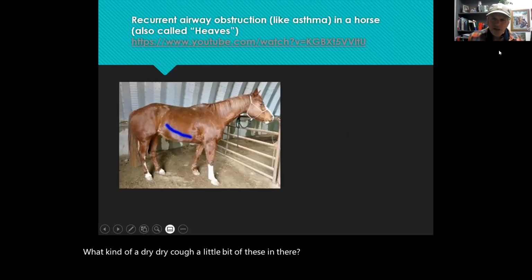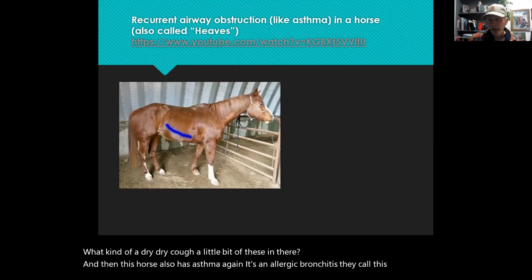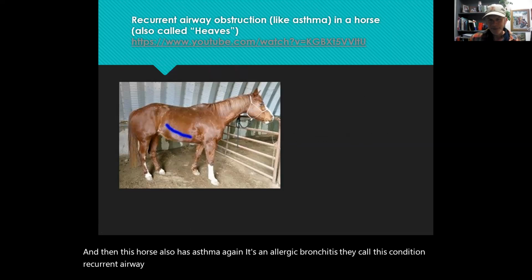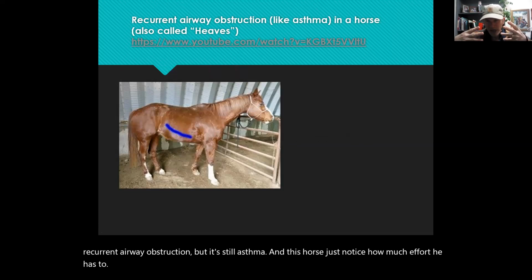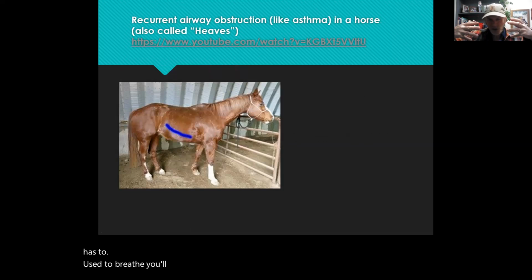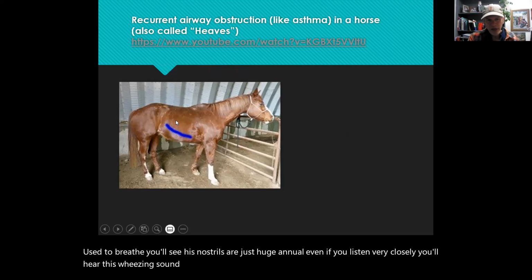And then this horse also has asthma. Again, it's an allergic bronchitis. They call this condition recurrent airway obstruction, but it's still asthma. And this horse, just notice how much effort he has to use to breathe. You'll see his nostrils are just huge. And if you listen very closely, you'll hear this wheezing sound. And the narrator will tell you about something called a heave line. So listen for that.